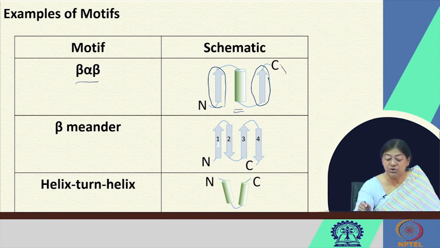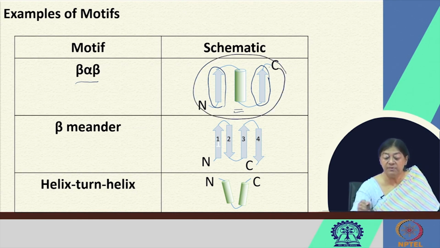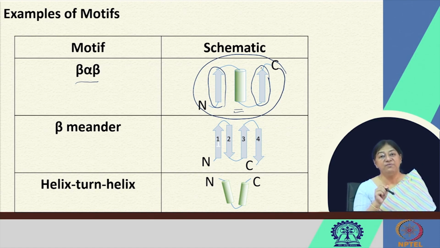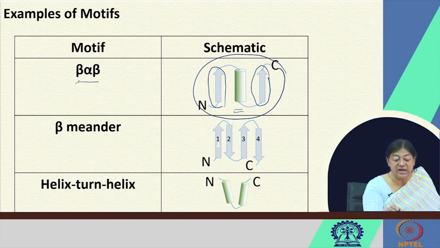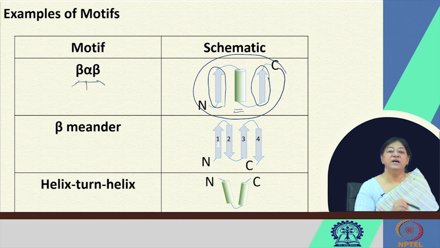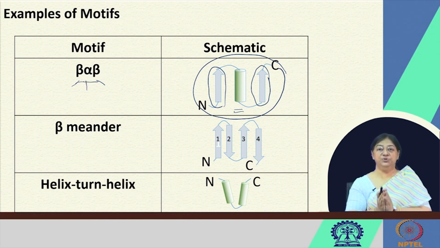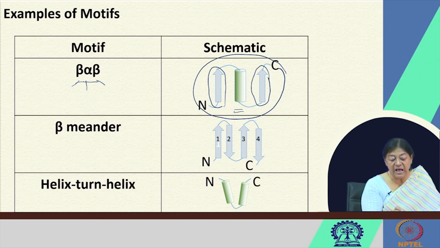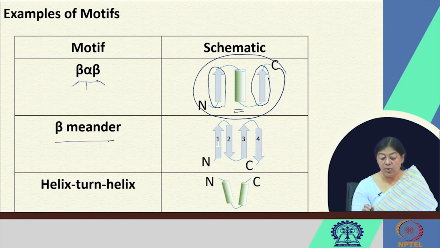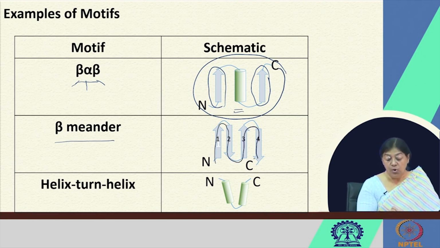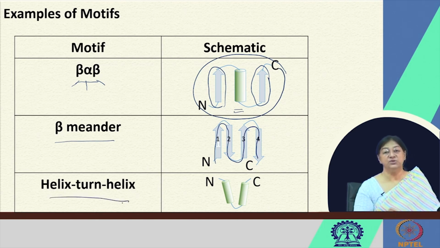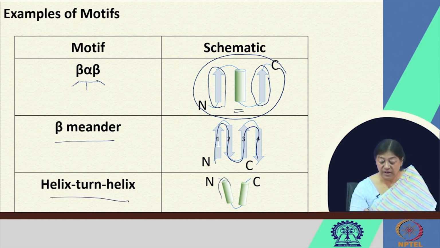If we look at a schematic diagram of this, we have the beta strands and we have an alpha unit sandwiched between the strands. We can have what is called a beta meander, where we have the beta strands going in this direction. We can have a helix turn helix, where we have a helix, and a turn that is connecting the 2 helices together.